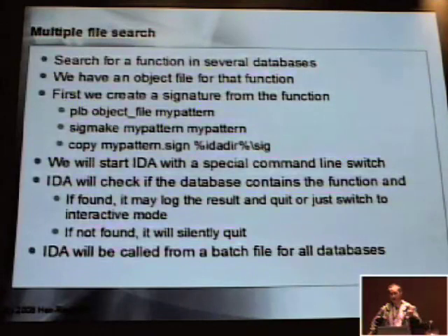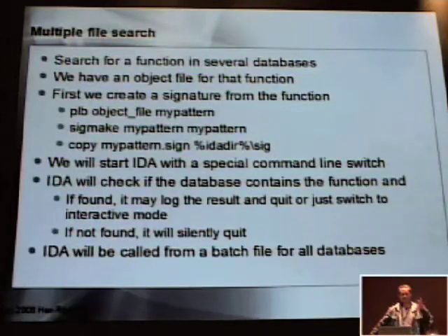Since a function can be compiled and linked in at different addresses, we cannot use simple binary search. So we'll have to create a signature file first of all, and then we will run IDA with a plugin that will load the signature file and try to find the function. If it finds it, it will log the result or quit or switch to interactive mode, anything you want. Otherwise, it will silently quit, and this way you will be able to call all this stuff from a batch file and run it for all databases.